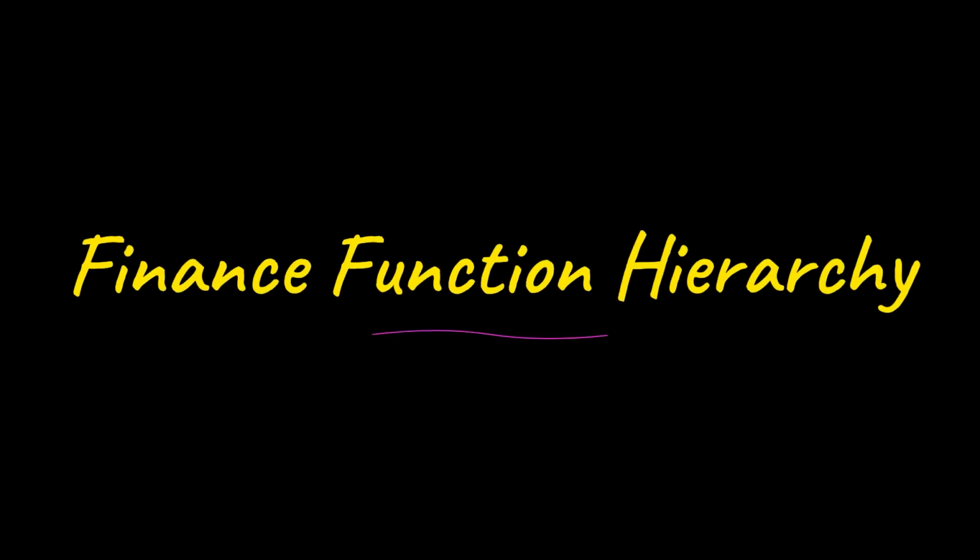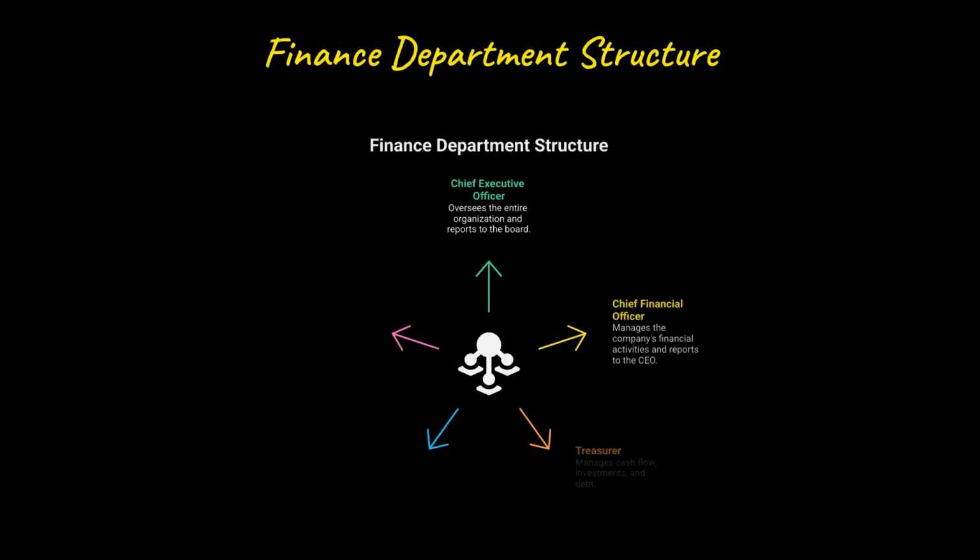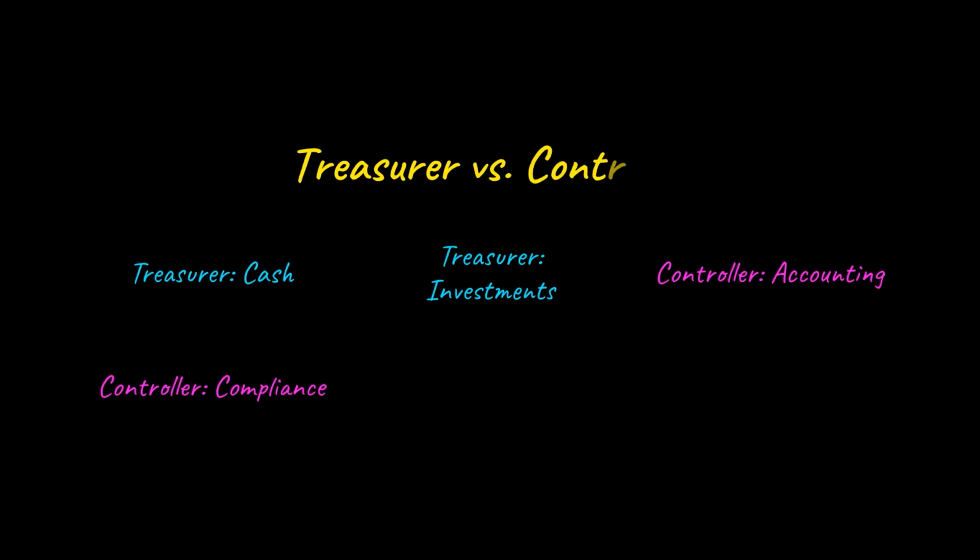Every company's finance function follows a clear hierarchy, and knowing who does what is a classic exam topic. Let's break down the key roles and what distinguishes them from one another. The Chief Financial Officer sits at the top of the finance function, reporting directly to the CEO and overseeing the firm's overall financial strategy. Beneath the CFO, the Treasurer, Controller, and Financial Analyst each carry distinct responsibilities. The key distinction tested on exams is the split between the Treasurer and the Controller.